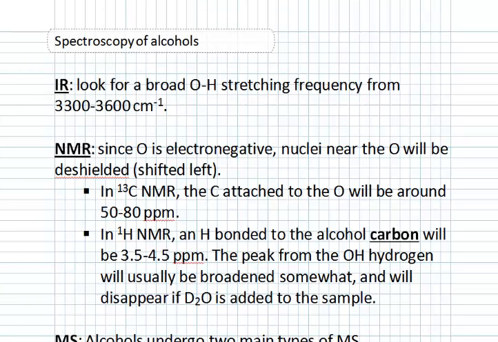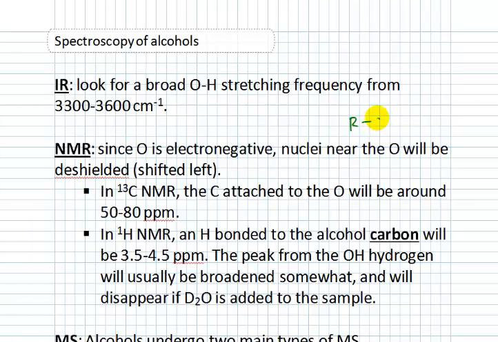Just very quickly on the spectroscopy of alcohols, we're all very familiar at this point with what the IR of an alcohol looks like. Look for the broad OH stretch up from 3300 to 3600, no problem. NMR, because oxygen is electronegative, any nucleus near it will be shifted to the left, so it'll be deshielded. So in C13, carbons will be shifted to the left, 50 to 80 or so. In proton NMR, the hydrogen bonded to the alcohol carbon will be 3.5 to 4.5.